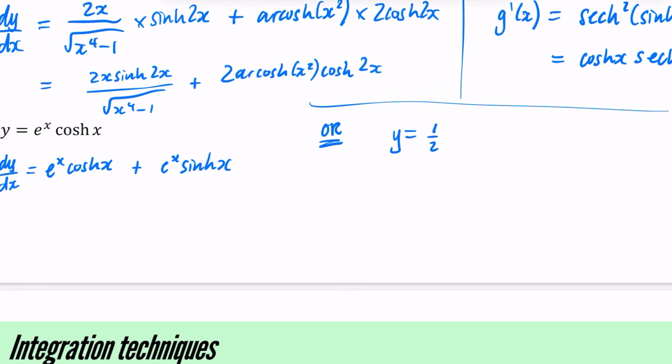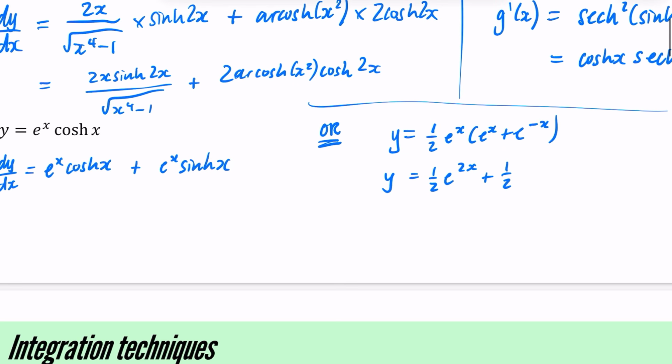We have the half, the e to the x, and then we have the e to the x plus e to the minus x. When we expand these brackets, that is a half e to the 2x plus a half. So that's what y is equal to. If I differentiate this, I get that dy by dx is equal to, when I differentiate this, the 2 will come down, so we just get e to the 2x, and this part completely disappears.